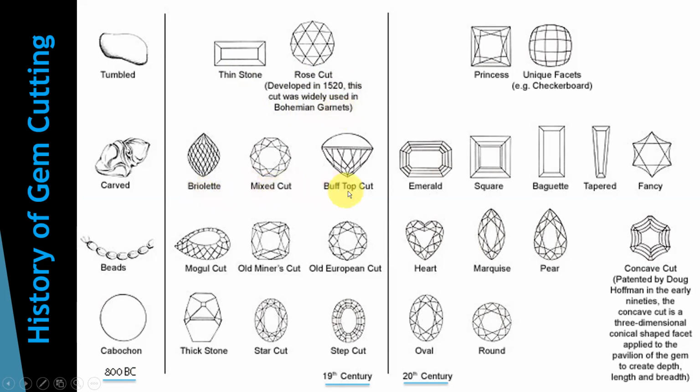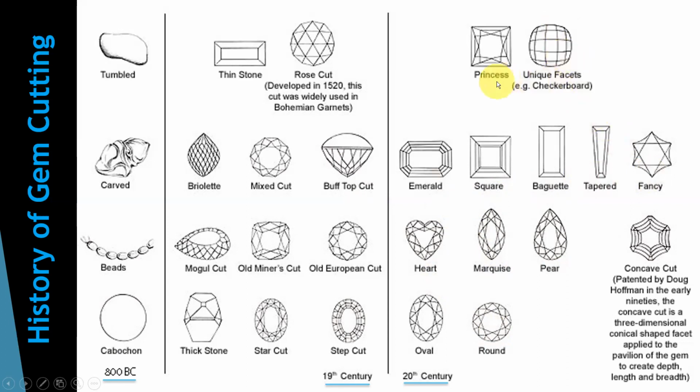Brilliant, mixed cut, buff top cut is cabochon, bottom is faceted. Mughal cut, old miners cut, old European cut, step cut, star cut, thick stone. These are the 19th century cuts. We are in 20th century now. These are the cuts we are handling up to the 21st century also. Oval, round, heart, marquise, spear, emerald, square, baguette, tapered, fancy, unique facets, checkerboard.